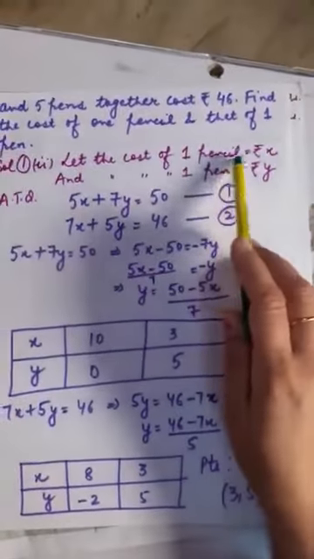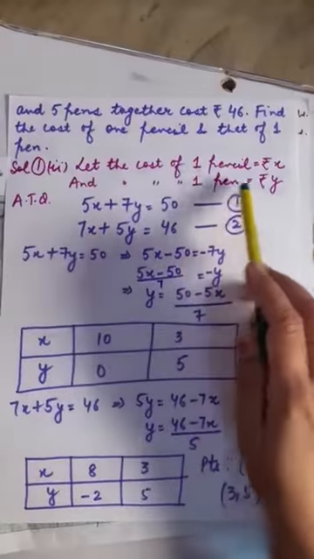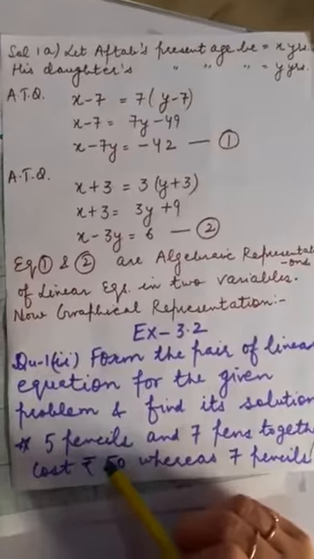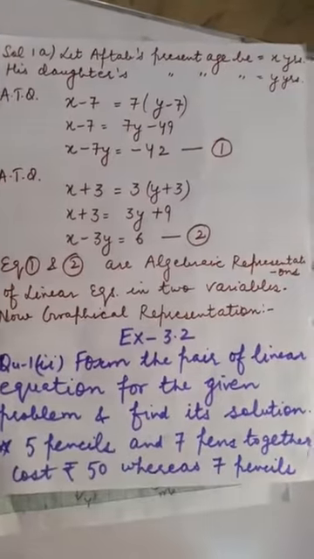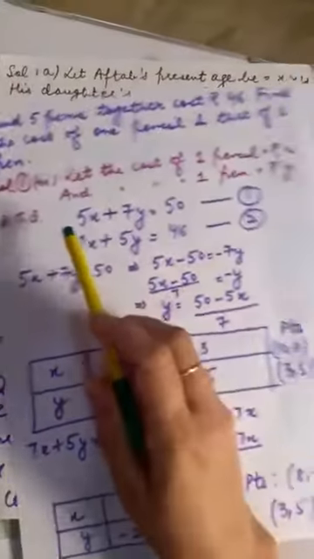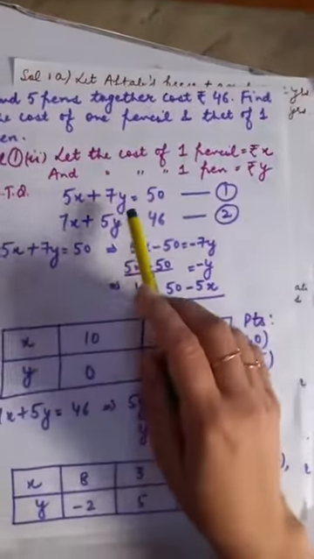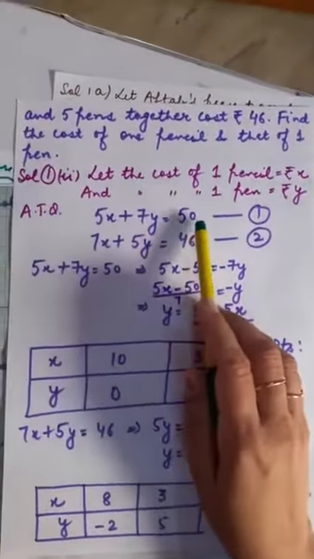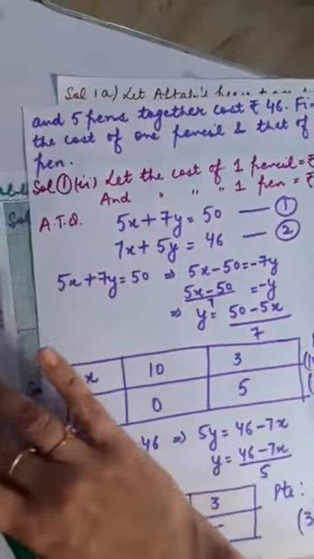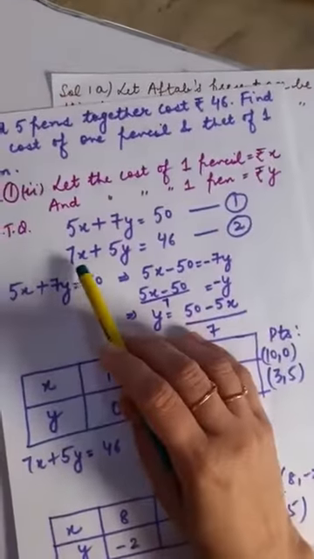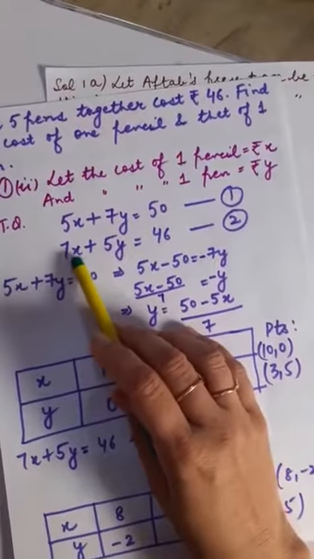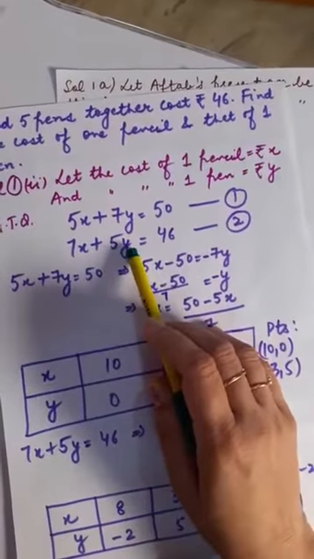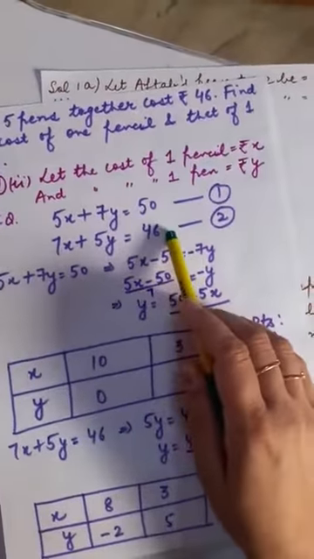So let the cost of 1 pencil be rupees X and the cost of 1 pen be rupees Y. Now what was the condition given? 5 pencils. If the cost of 1 pencil is rupees X, then the cost of 5 pencils will be 5X, right? For 7 pens, definitely the cost will be 7Y, and the sum of both is given, that is equal to 50. Clear? Now in condition number 2, what is given? Cost of 7 pencils will be 7X, and the cost of 5 pens will be 5Y. Both are added, and it has become 46.